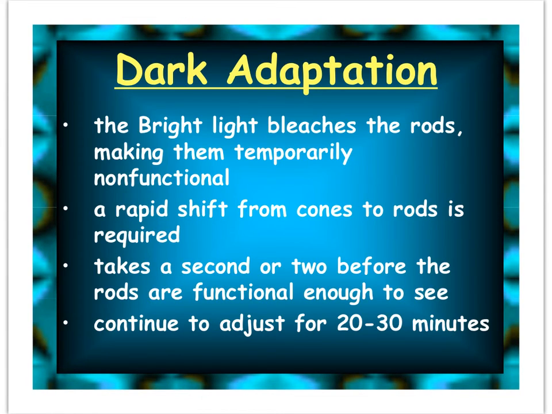Dark adaptation: when you walk from a bright area outside, let's say, to a dark area inside, you're momentarily blinded. The bright light is going to essentially bleach the rods, making them temporarily non-functional, and rods are what you need in order to see in dimly lit situations. So you need this rapid shift from cones to rods, and your rods aren't prepared for that. So picture going into a movie theater and you're late, meeting your friends. You walk in, the movie theater is just pitch dark and you can't see a thing.